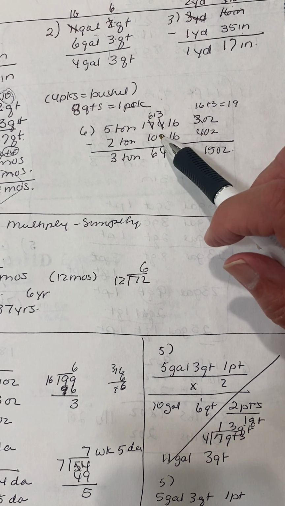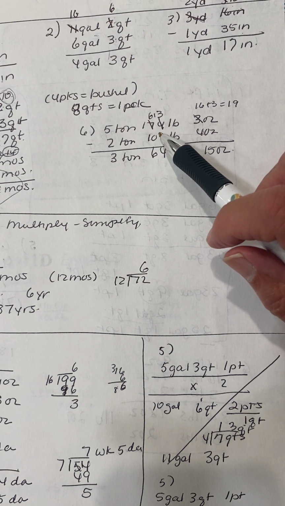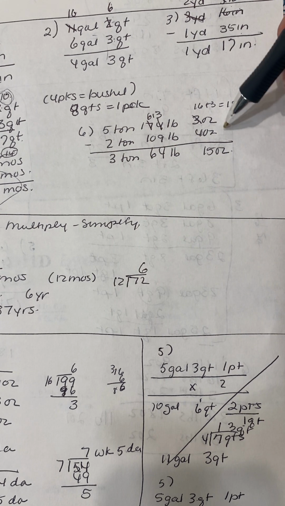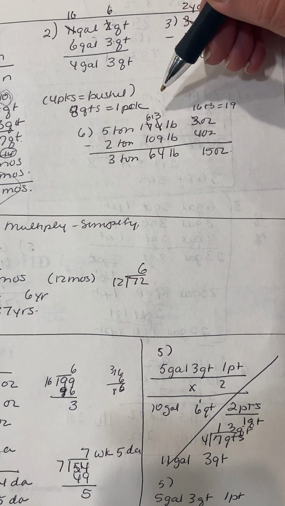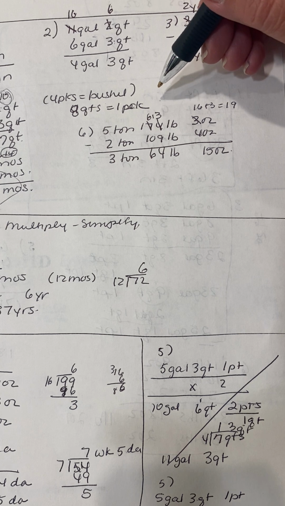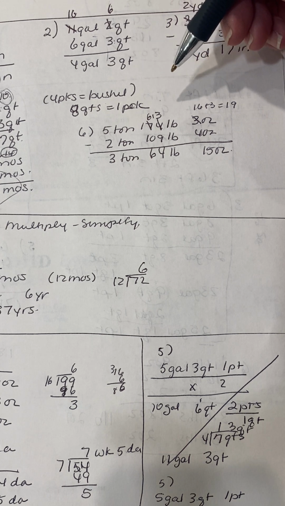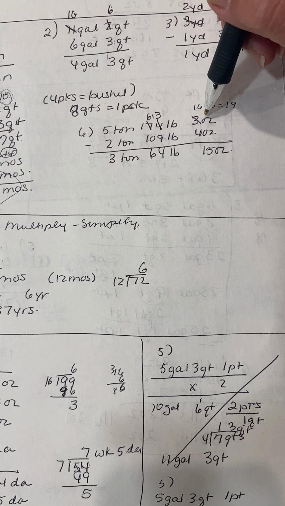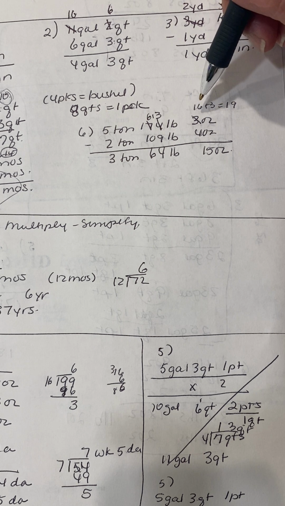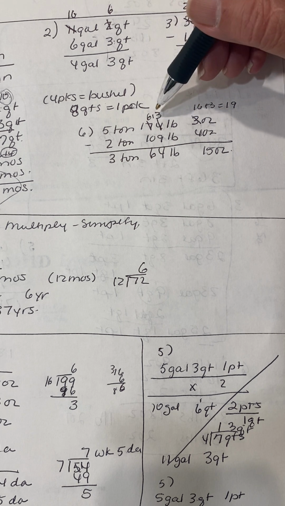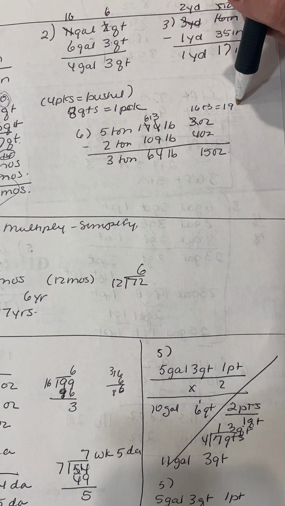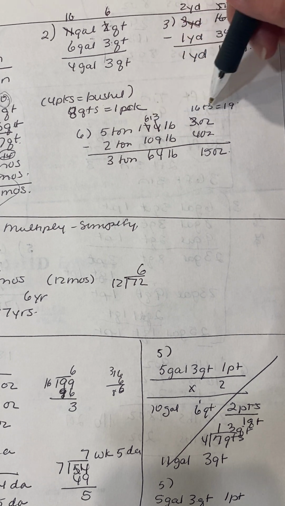5 tons, 174 pounds and 3 ounces. Let me subtract. Let's go over to this side first. So we have to borrow here. We have to know how many ounces are in a pound, 16 ounces, right? So we borrowed 16 ounces, making 19 ounces. We borrowed 16 ounces here.